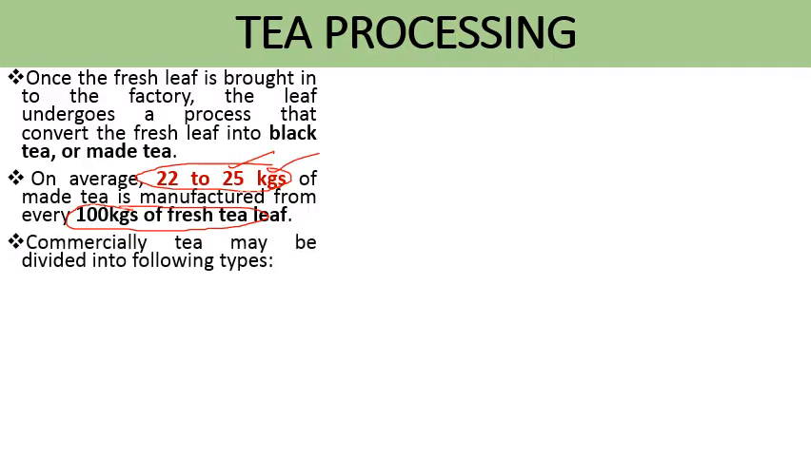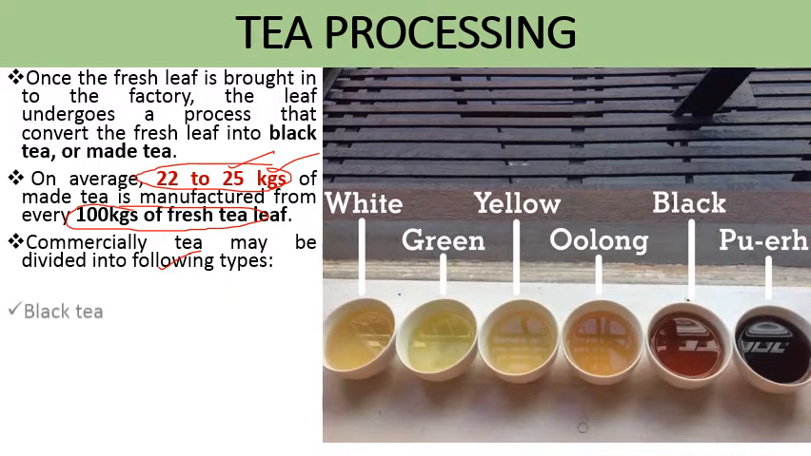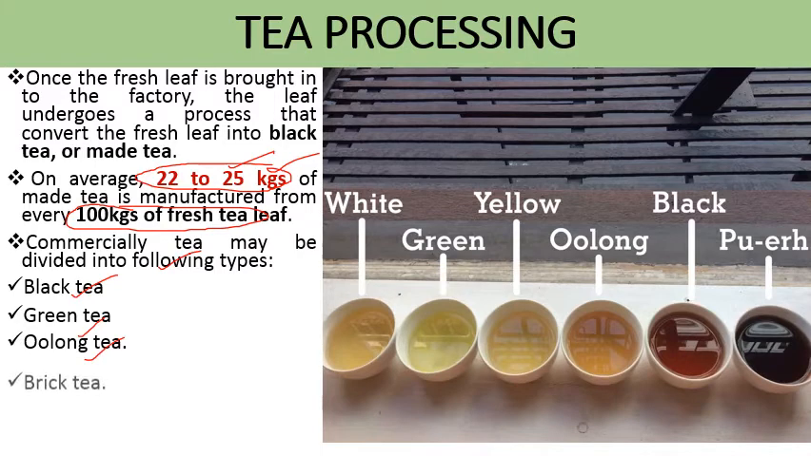Commercially, tea may be divided into following types. Like we have different types of teas, like black tea, then green tea, oolong tea, brick tea, white tea, and yellow tea. So there are different types of tea on commercial level. It depends upon the type of manufacturing, type of flavor, type of oxidation. So on its basis there are different types of tea. So these are basic different types of teas which are available commercially.